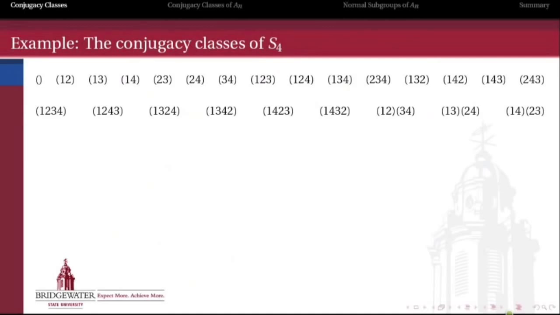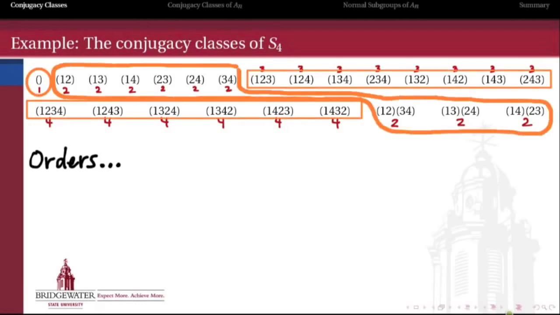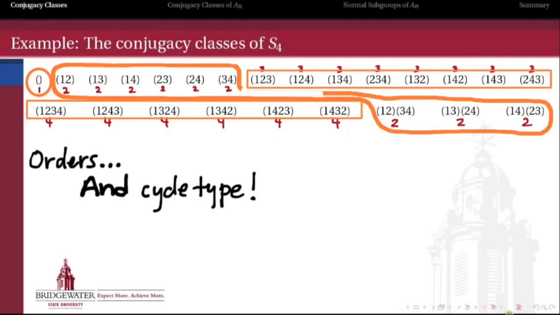Next, let's look at the example of S4. This one turns out to be quicker because we know in S4 that conjugacy is just a relabeling of the symbols that we're permuting. So if we first look at what the orders are in this group, we can label the orders of every element. And that gives us an initial division into possibly conjugacy classes, but there's more to it than that, because cycle type in S4 completely determines conjugacy class.